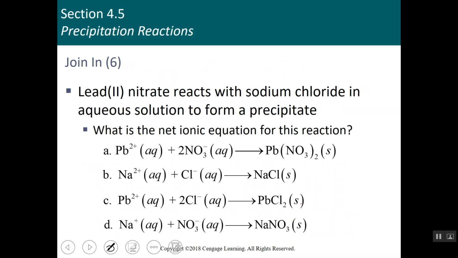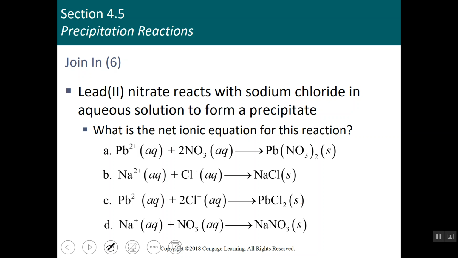Lead 2 nitrate reacts with sodium chloride in aqueous solution to form a precipitate. What is the net ionic equation for this reaction? Now, when we look at net ionic equations, we're going to look at complete ionic equations, and we're going to look at net ionic equations here in a little bit.